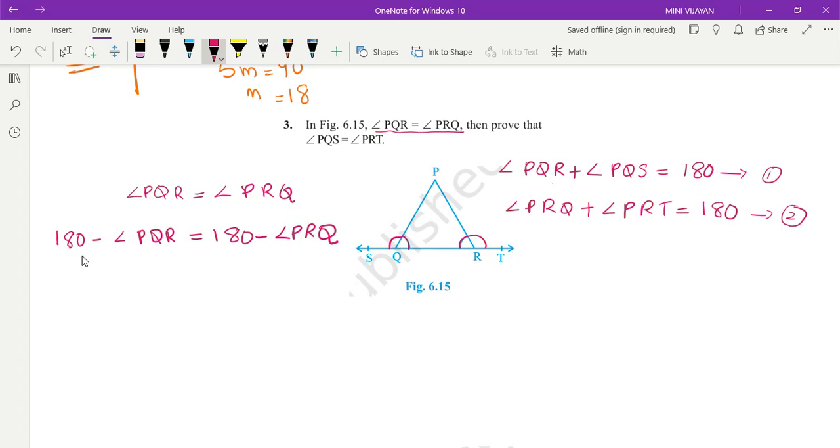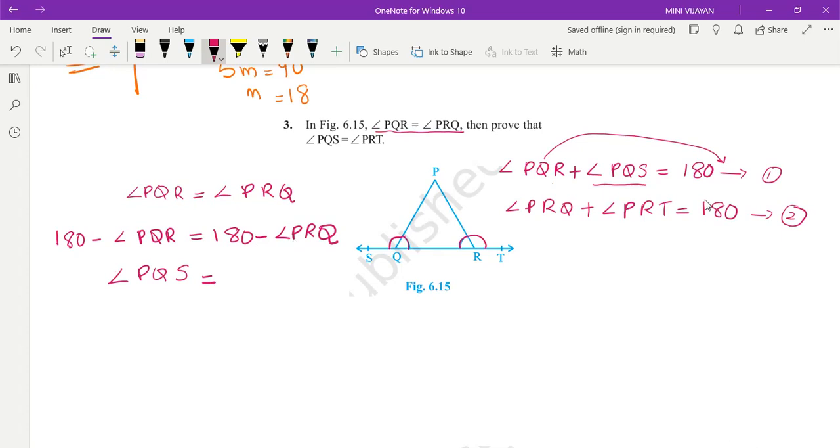What happens when you subtract 180 minus PQR? See, come to this equation number 1. 180 minus PQR means you take this PQR to the right side of this equation and subtract it. What you get after you subtract PQR from this 180 is PQS. So PQS is 180 minus PQR. So I can write here angle PQS, which is equal to 180 minus PRQ.